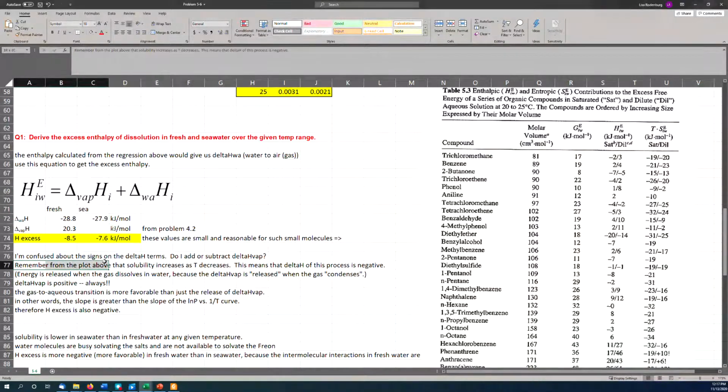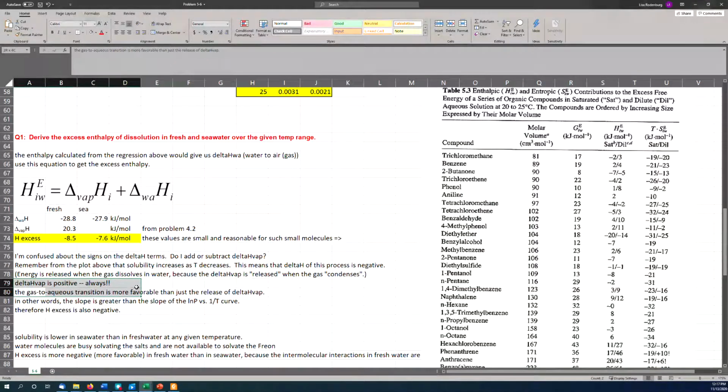So the plots above show you that the solubility increases as the temperature decreases, and that tells you right there that the delta H of this process is negative. And we know that energy is released when the gas dissolves in water, because delta H of vaporization is released, i.e. the gas is condensing. So that's a release of energy. If we were vaporizing, we'd be absorbing energy, but we're condensing. And we know that delta H of vaporization is always positive.